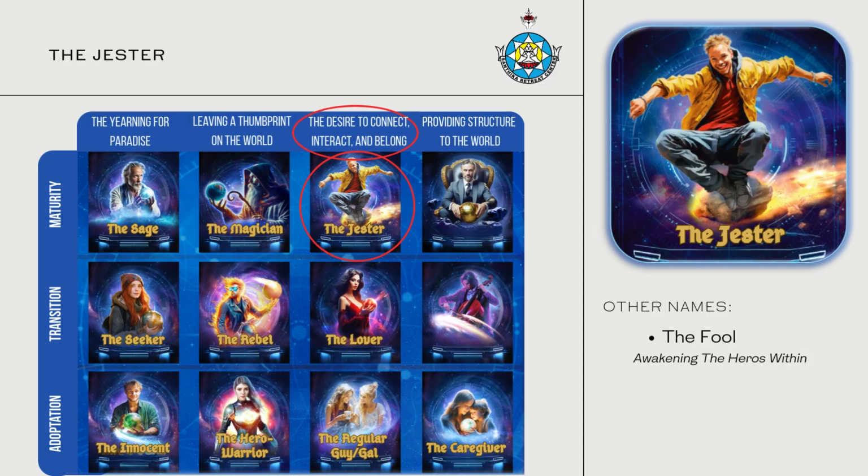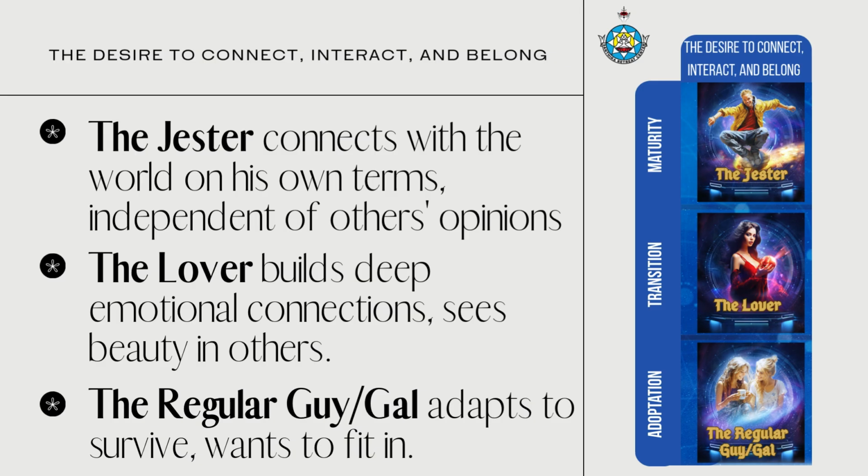It's worth noting that in Carol Pearson's early book, Awakening the Heroes Within, this archetypal image was also called the Fool. In the Archetypal Matrix, however, we use the name the Jester, as it better conveys the archetype's playful independence and its transformative role in adult life. This archetype typically emerges only after the world has already been studied and structured, when rules are understood, but freedom is claimed nonetheless.